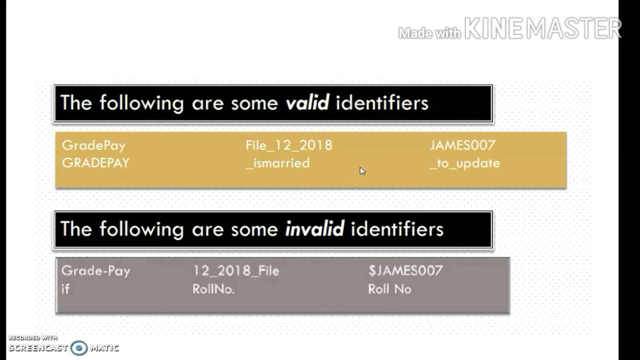These are the valid identifiers and these are the invalid identifiers. See, grade-pay. Why is it invalid? That is because of this hyphen. Hyphen is not allowed. In this example, the first character is a number, not allowed. Here the first is a dollar sign, not allowed. Here in this example, roll space, space is not allowed. Here there is a dot, so this is not allowed. And if is a keyword, a keyword is not allowed. So these are the invalid identifiers and these are the valid identifiers.